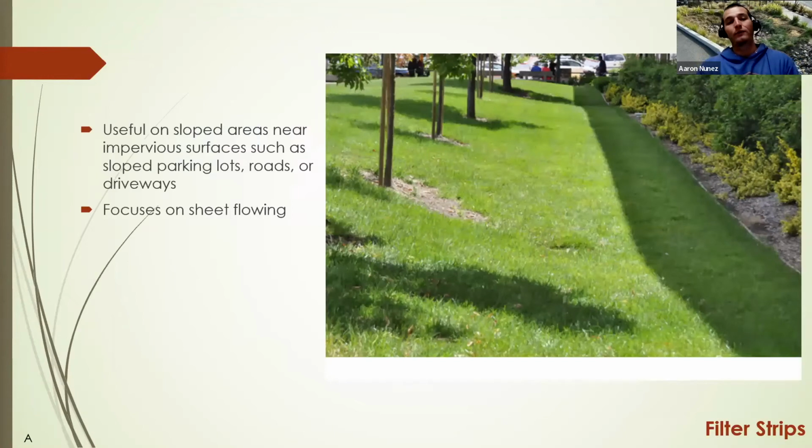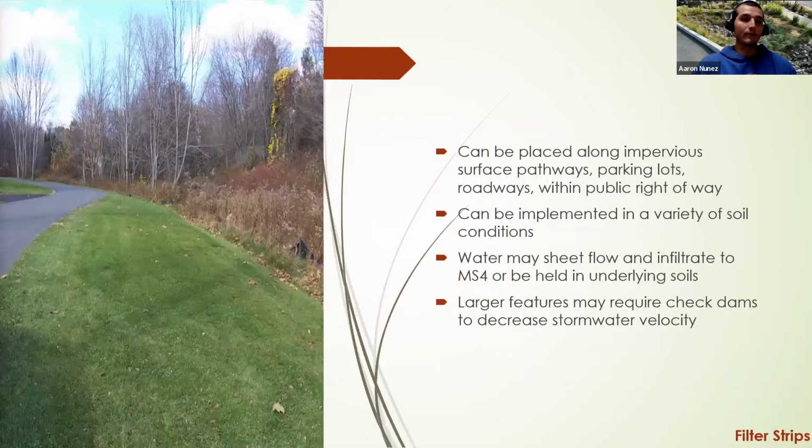Filter strips are really helpful for contractors in areas where you have sloped surfaces, uneven surfaces. It's a good way to divert water into filter strips rather than having to regrade and install bioretention planters and things like that. Again, better for low infiltration soils, and it focuses mostly on sheet flowing of water into these filter strips. They can be placed along impervious pathways, and sheet flow is the main thing. Again, larger ones might require check dams.